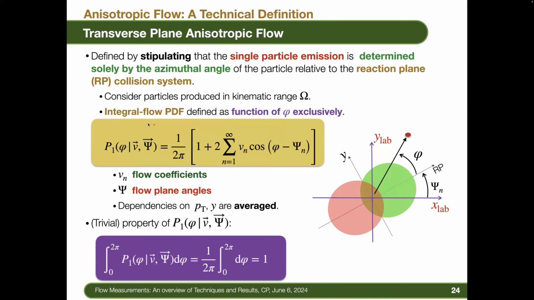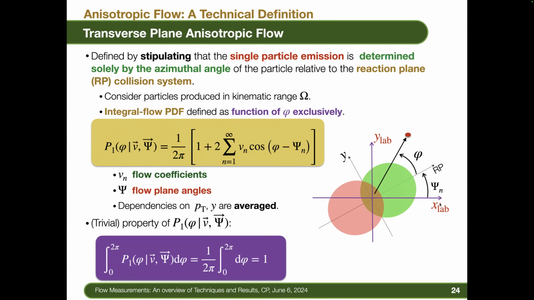So when I integrate this single particle density, I will only care about phi, the angle of emission of the particle. This distribution, which I will now call P, the probability of phi, will be modeled according to this expression here. Psi sub n will be the orientation of the reaction plane, as illustrated here.